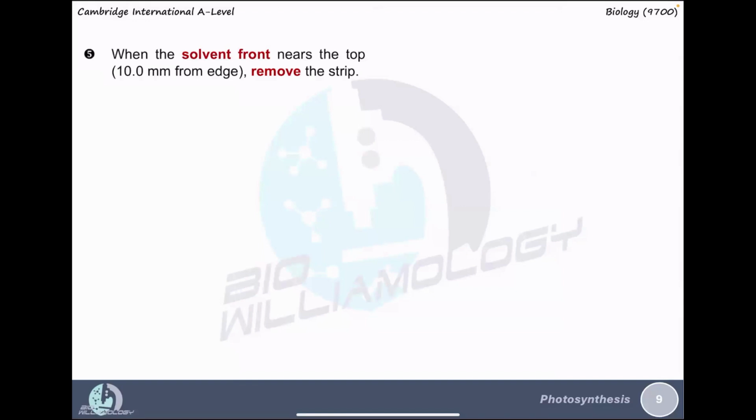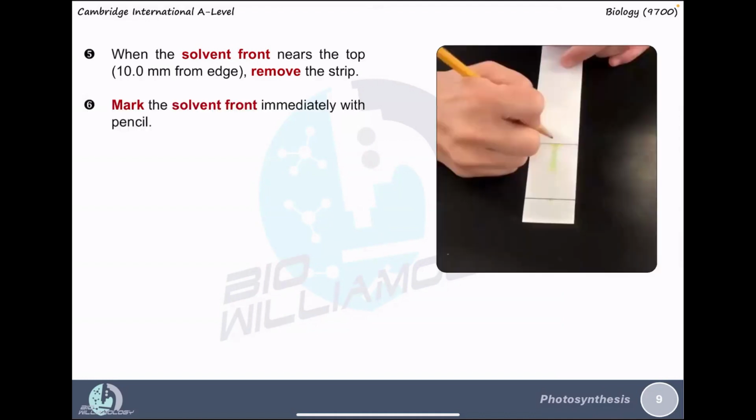When the solvent front is near the top edge, about 10 millimeters from the edge, we remove the strip and make sure that we mark the solvent front. This is very important because chromatography solvent is very volatile. A lot of times when students get excited, when they remove the strip from the boiling tube, they are so excited to see how many pigments they can separate and so on. At the end, they realize that there is no more solvent front. You can't see the solvent front anymore when the solvent has totally evaporated.